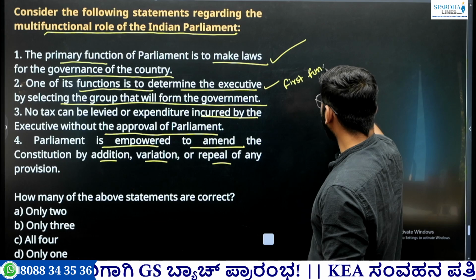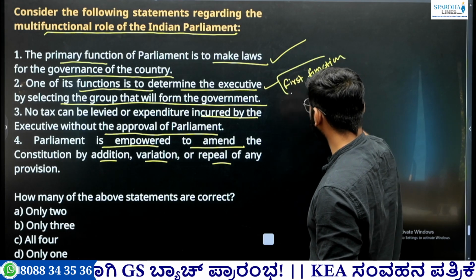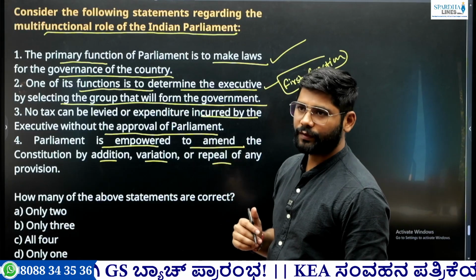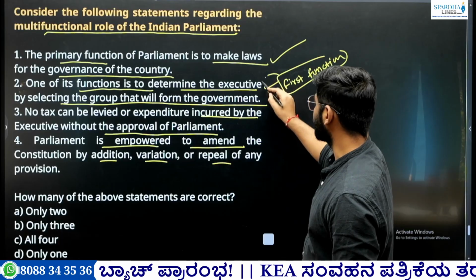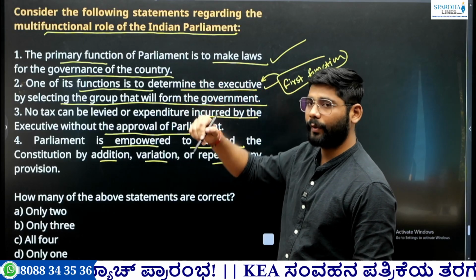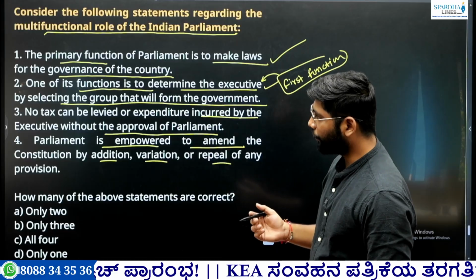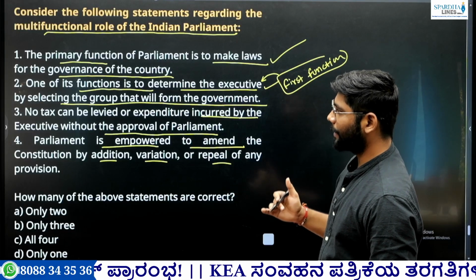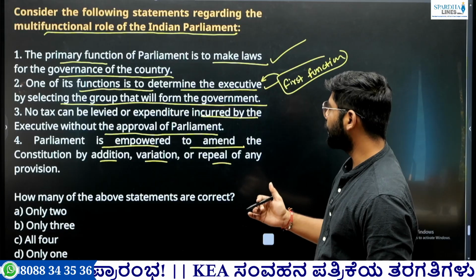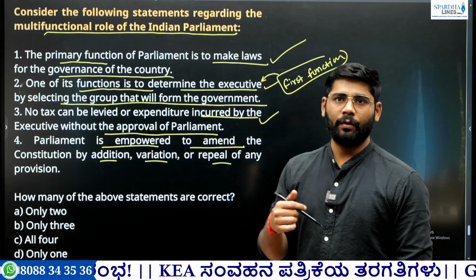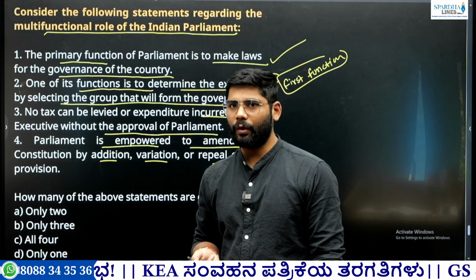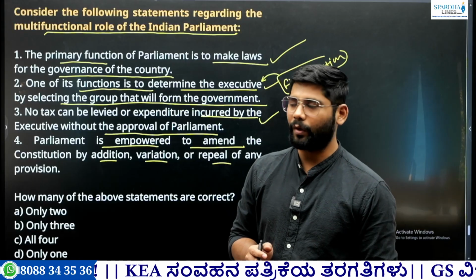After the constitution of Parliament or the Lok Sabha, what is the first function? To determine or select the group of people who will form the government. So this is the first function, and this is the primary function, to make a law. Third one, we have seen, there can be no tax levied or expenditure incurred by the executive without approval of Parliament. Yes, they must need a vote on account voted by only the Lok Sabha, or they need an appropriation bill for that purpose.